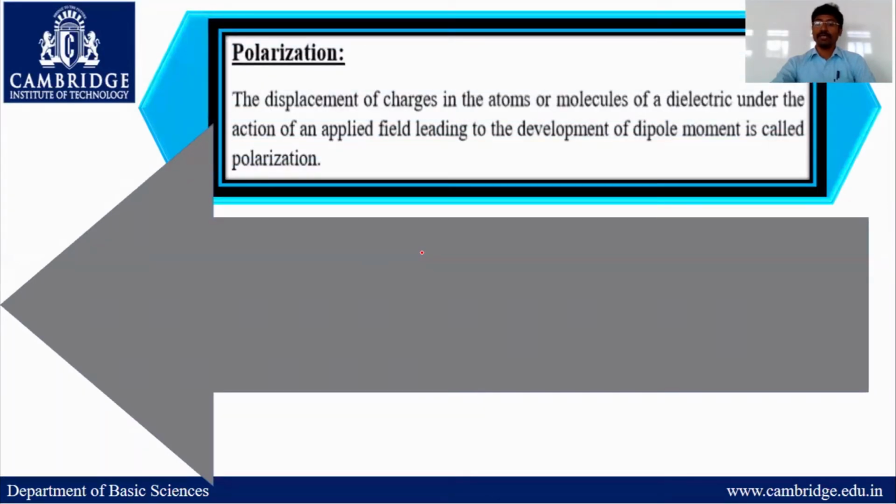Next we will see the basic definition of polarization. What is polarization? The displacement of the charges in the atoms, molecules or ions in a dielectric under the action of an applied external electric field is called polarization. Is it clear now? Once again, repeat. When we apply an external electric field, the displacement of the charges in atoms or molecules takes place. The displacement is called polarization.